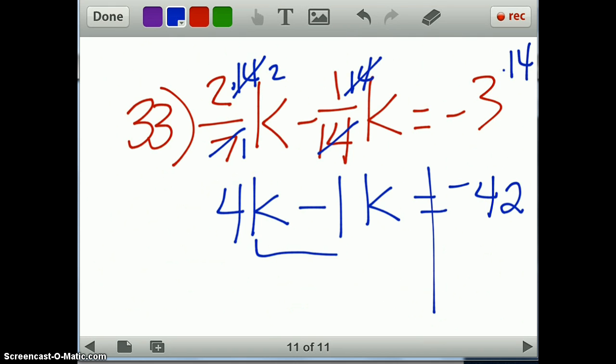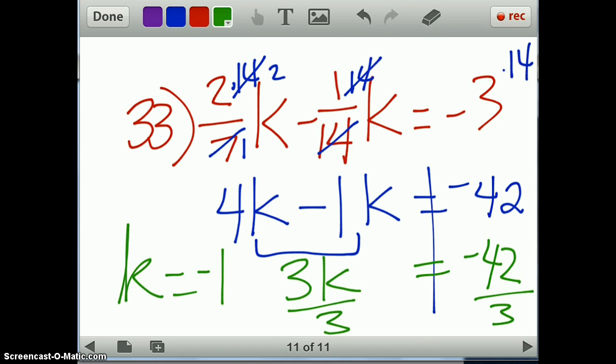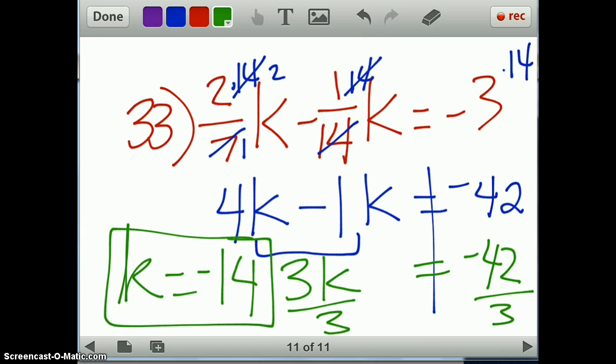Now look right here. Can you put those two together? You bet you can. You have 4 k's, you take away 1, and so you now have 3 k's equals -42. These aren't that bad. You can do it. Divide by 3, divided by 3. So 3 goes in there 14 times. So k equals positive 14 or negative 14? Good. -14. Done.